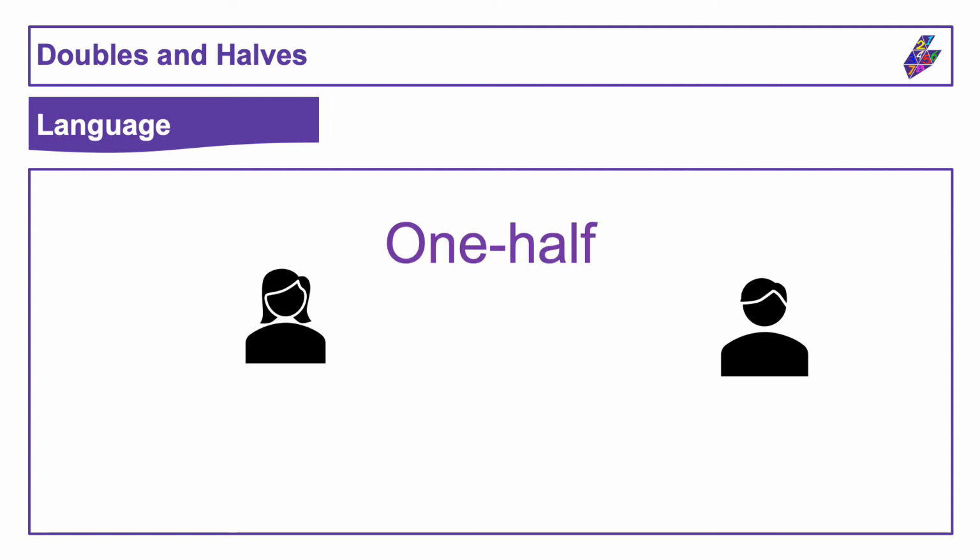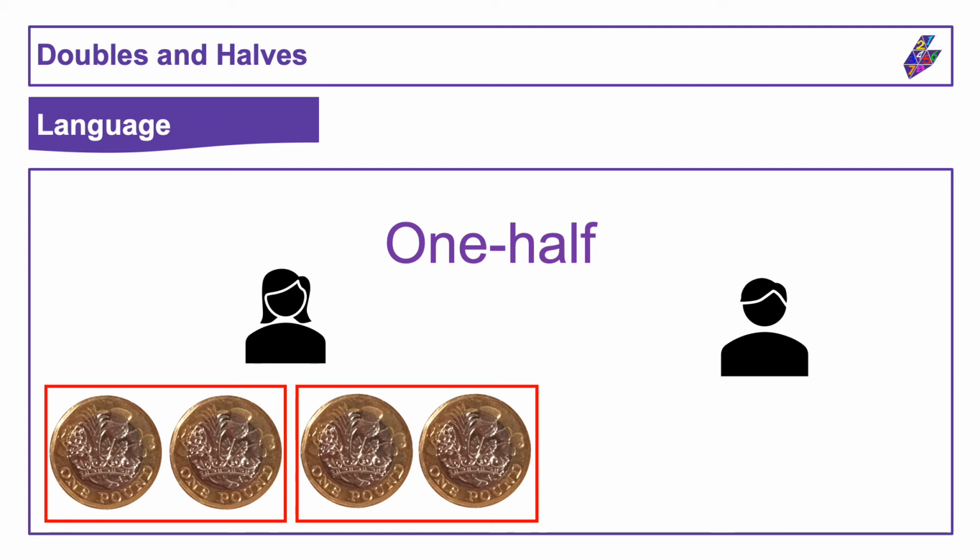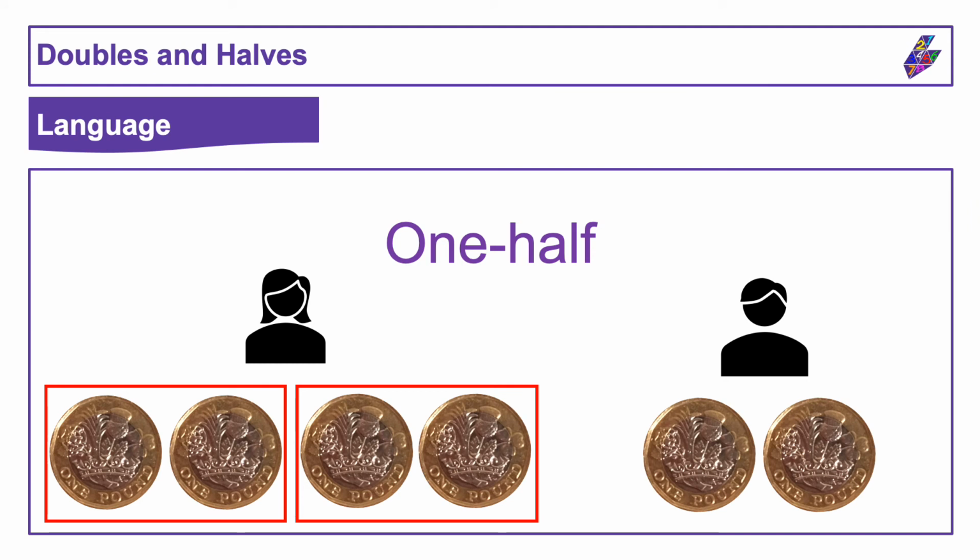Let's have a look at some other halves. If Jessica has £4 and Calvin has 1/2 of the amount of money that Jessica has, how much does Calvin have? If we imagine splitting Jessica's amount of money into 2 equal groups, so 2 lots of £2, then Calvin has one of these 2 groups, which is £2. So Jessica has £4 and Calvin has £2, which is 1/2 of the amount of money that Jessica has.